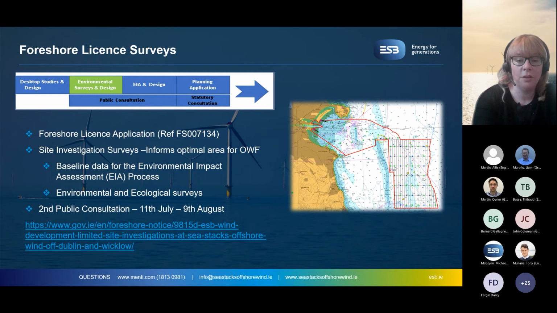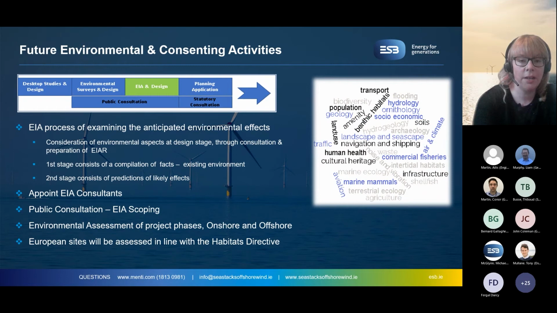These surveys will give us a lot of baseline information that we can use in the next stage, which is the environmental impact assessment process. The foreshore license application is out for a second public consultation at the moment, open until the 9th of August. It can be accessed from the Department of Housing and Local Government's website, and the reference there is 7134.